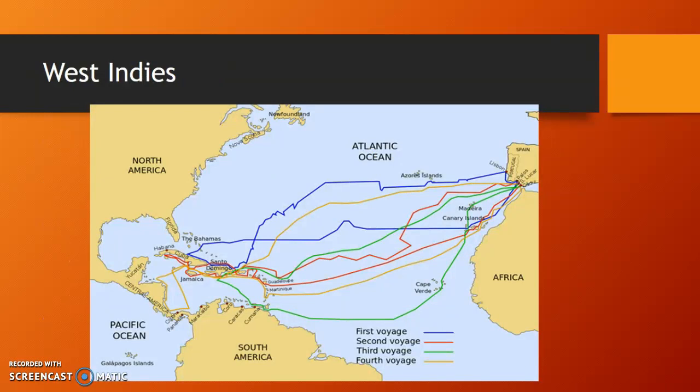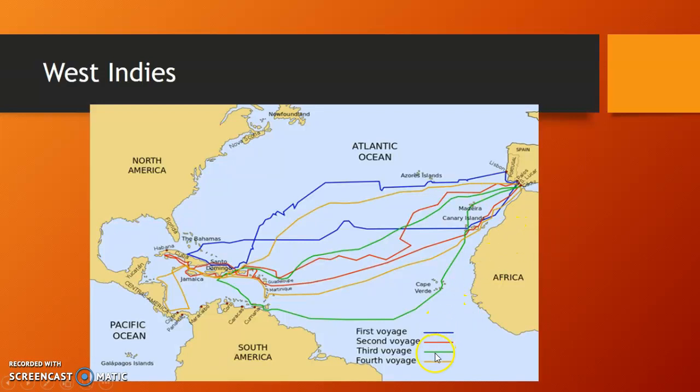So I'm first going to talk to you about these maps and these places, and I'm just going to go in chronological order. I'm going to use my mouse as a guide to point you to where I'm talking about. So we're first going to look at the West Indies. This is when Columbus began the voyages in 1492.